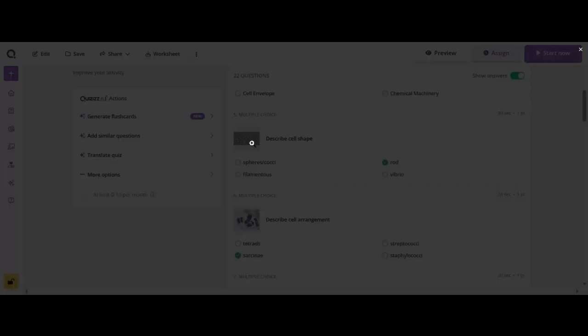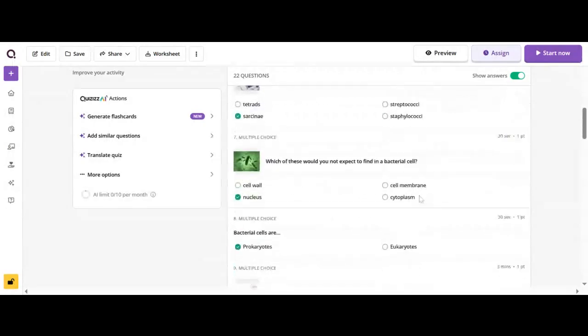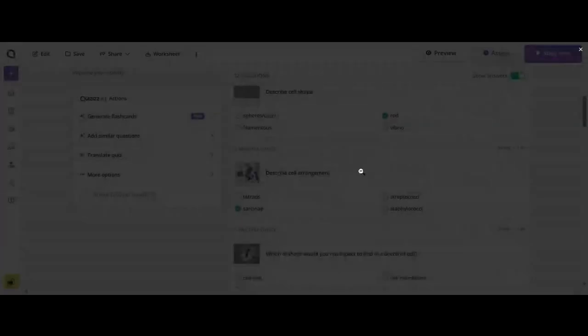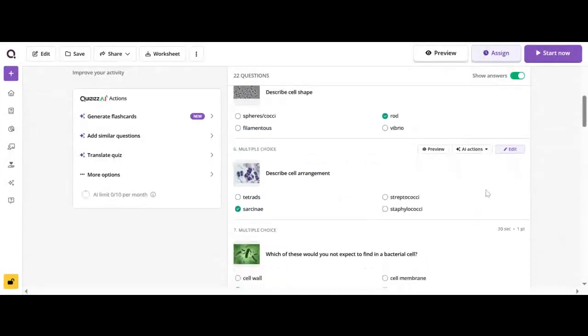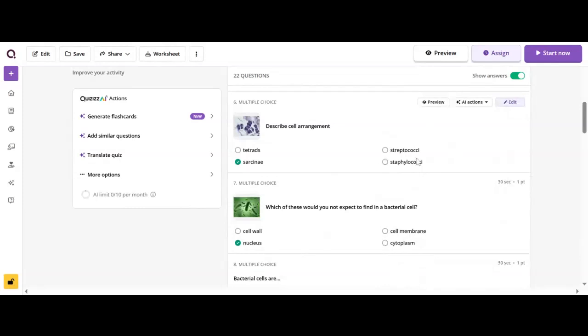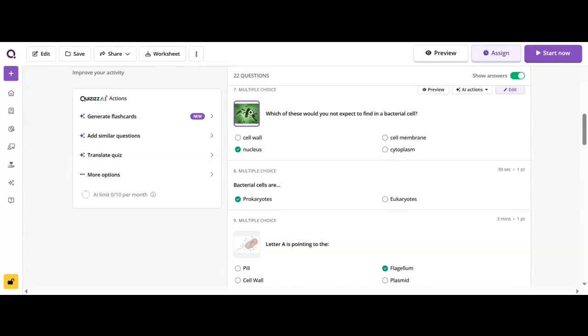This is a shell shape. If you have a closer look, they are rods, long shaped rods. And the cell arrangement for this one, this is sarcina, a group of 8. So not tetrad, not strepto. Strepto is in chain form. Staphylococcus is grape-like.